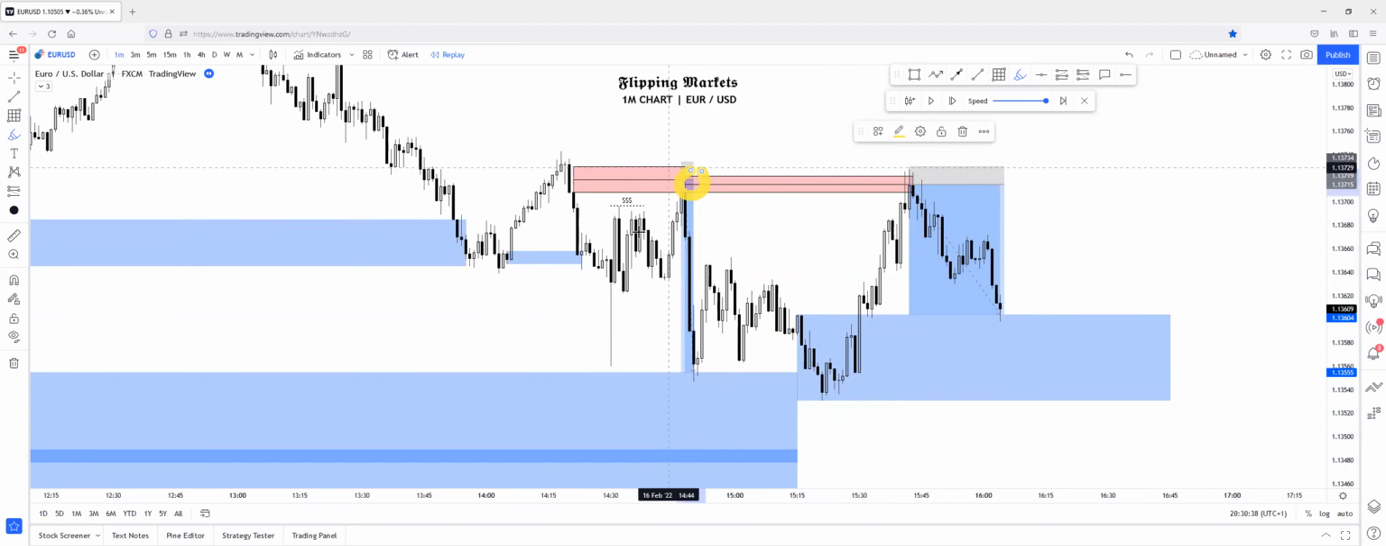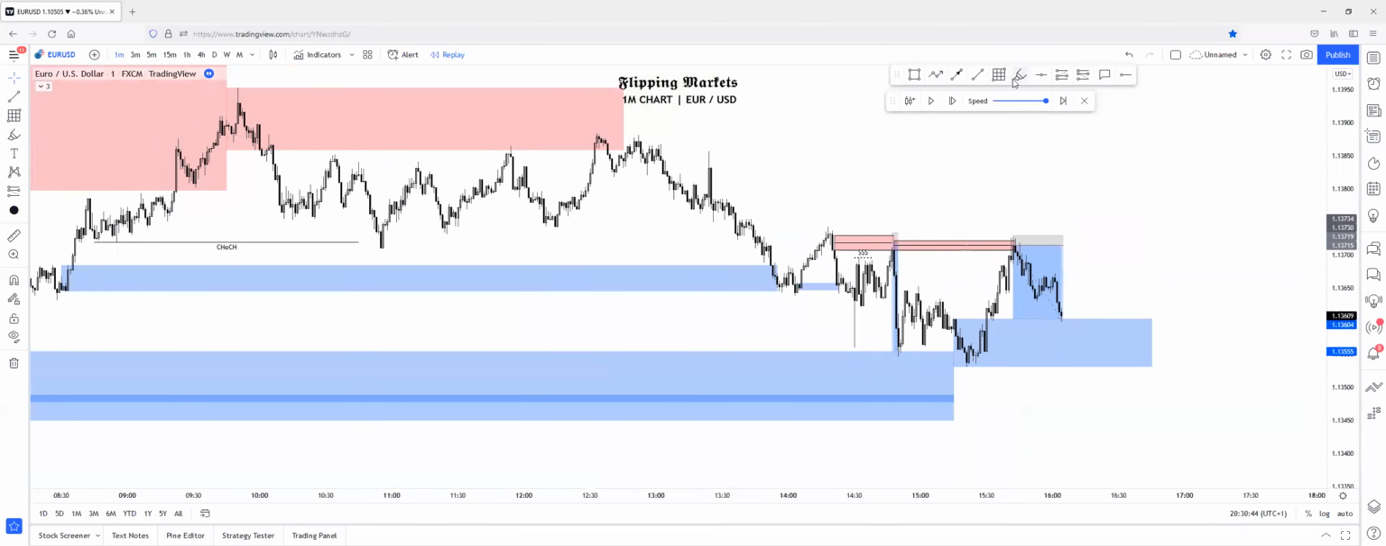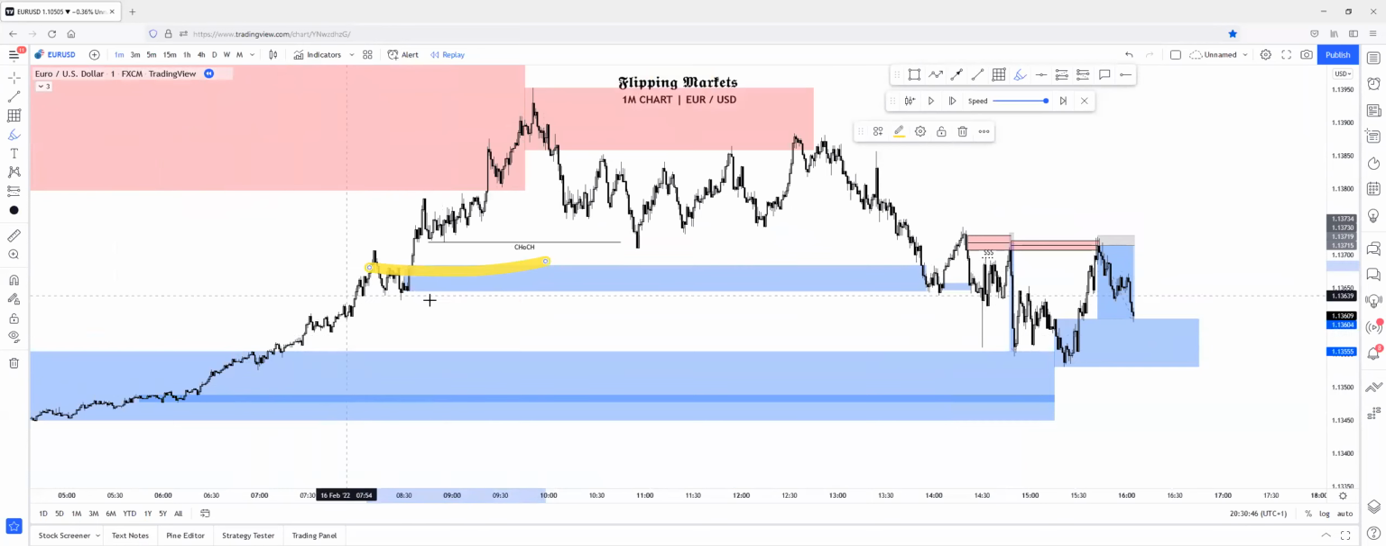And I dictate this setup only because the main trend is still bearish. I'm still expecting the break of this 4-hour demand zone. I'm still expecting the break of this 15-minute demand zone. I was expecting a break of this zone.